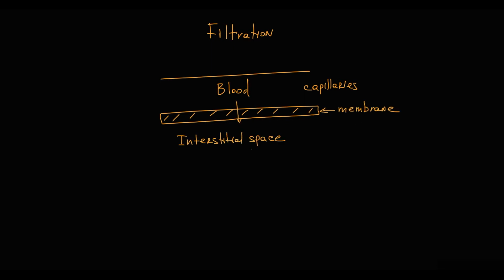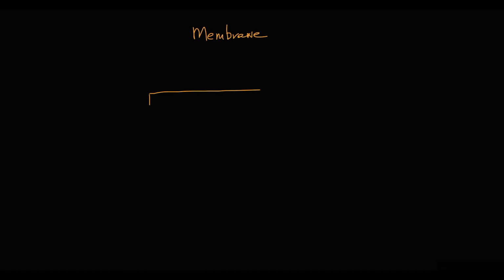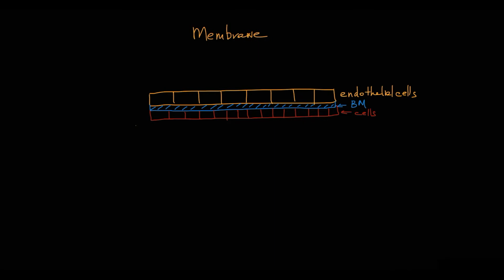By interstitial space we also understand Bowman's space in the glomerulus, or the intrajoint space in the case of a synovial joint. The composition of the filtration membrane is different in basically every tissue. Usually the membrane is composed of endothelial cells, basement membrane, and cells that are specific for a certain tissue. Endothelial cells in capillaries can be fenestrated or not fenestrated.